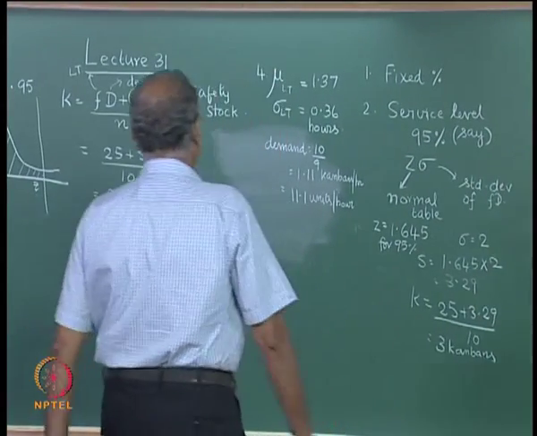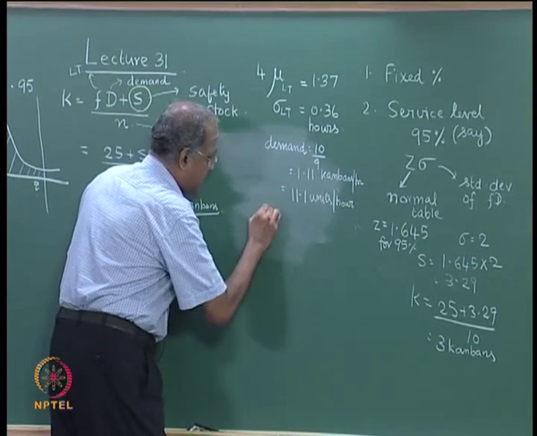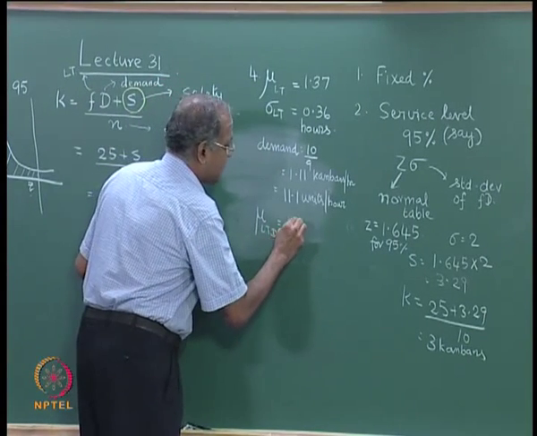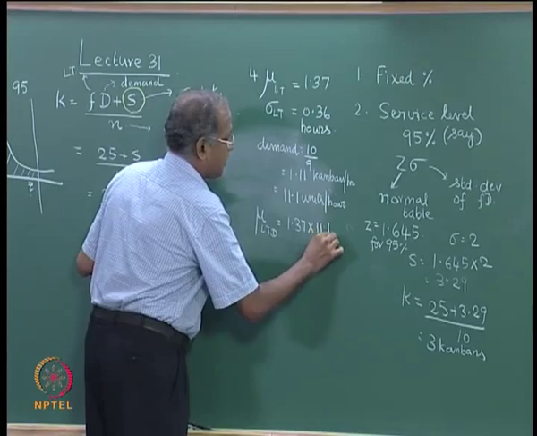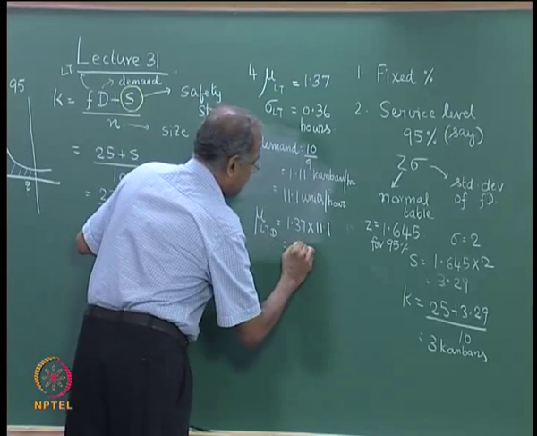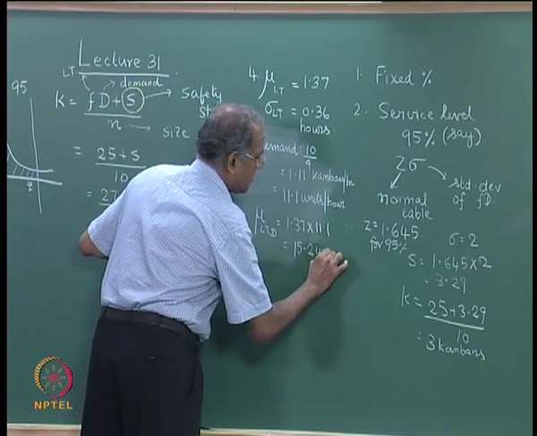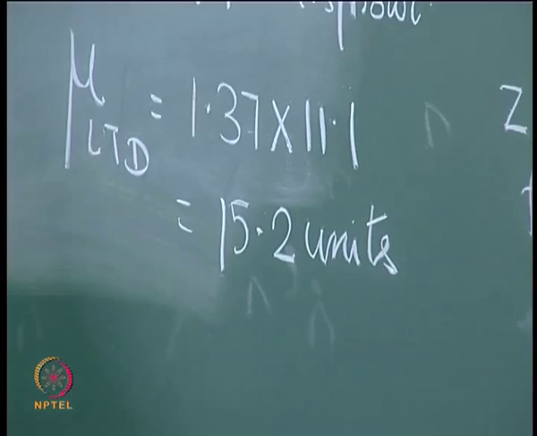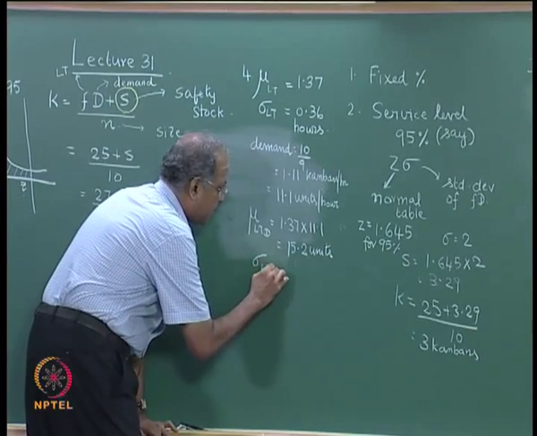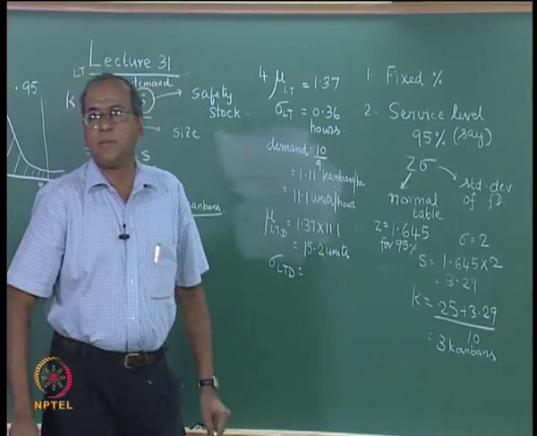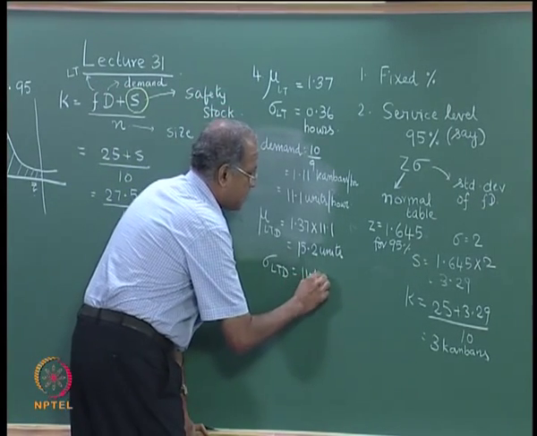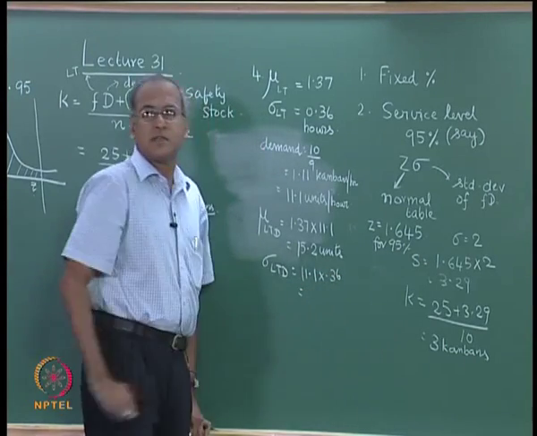So mean lead time demand, mu LTD, is equal to 1.37 into 11.1. So lead time demand is 15.2 units. Now sigma of lead time demand is 11.1 into 0.36 hours, so this is 4 units.